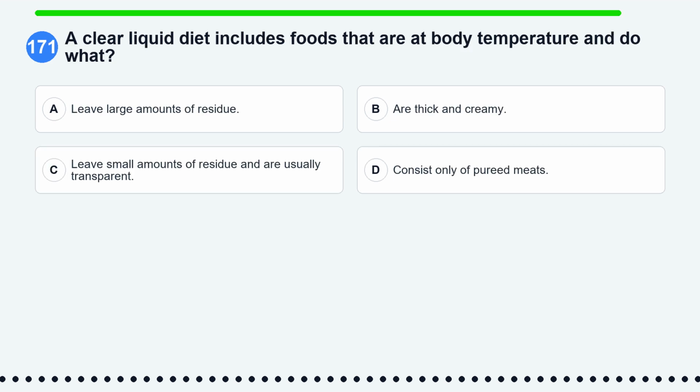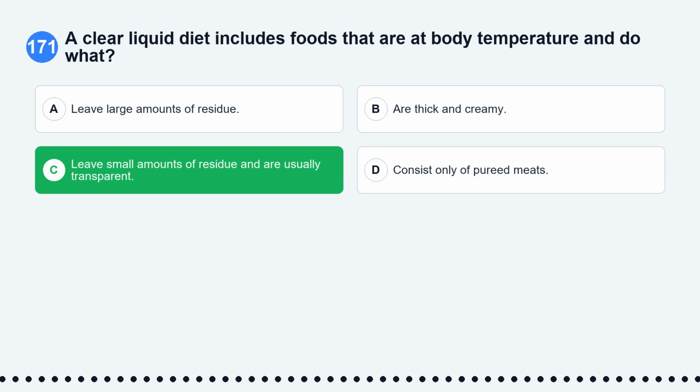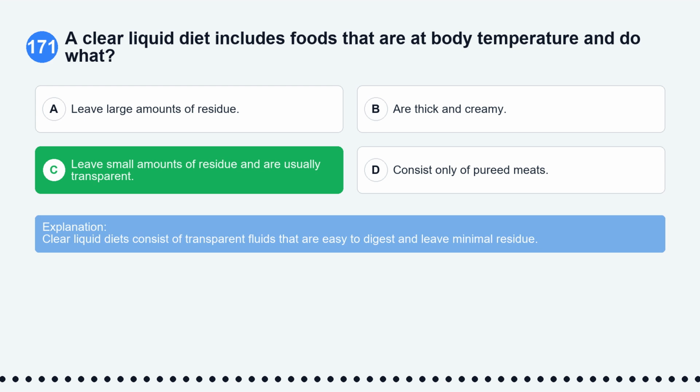Question 171. A clear liquid diet includes foods that are at body temperature and do what? Option A, leave large amounts of residue. Option B, are thick and creamy. Option C, leave small amounts of residue and are usually transparent. Option D, consist only of pureed meats. The correct answer is option C, leave small amounts of residue and are usually transparent. Clear liquid diets consist of transparent fluids that are easy to digest and leave minimal residue.